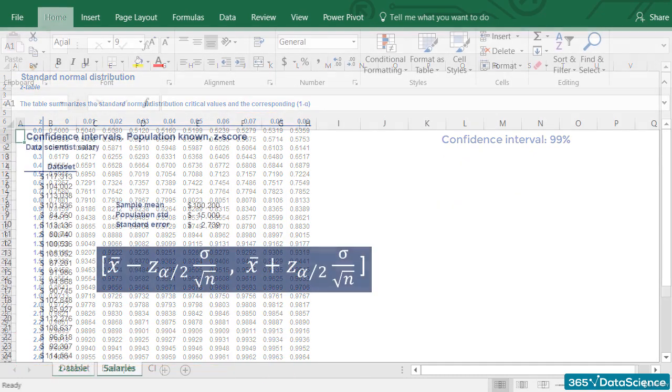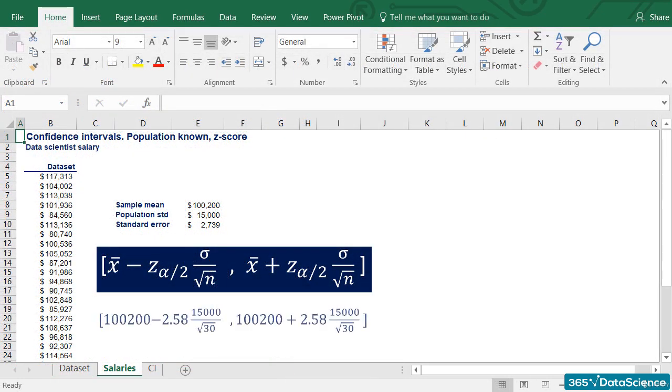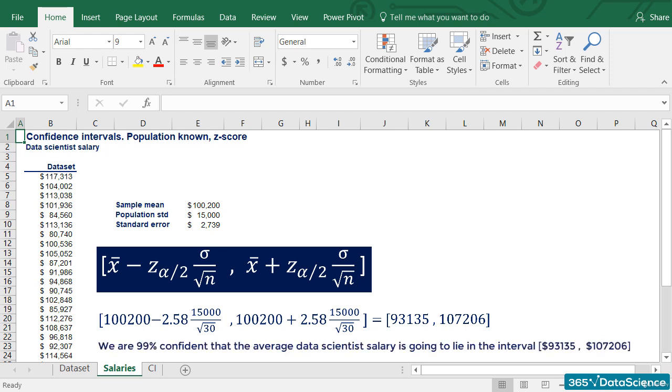We plug it into our formula once more, and the new confidence interval is equal to 93,135 and 107,206. This means that we are 99% confident that the average data scientist's salary is going to lie in the interval between 93,135 and $107,206.